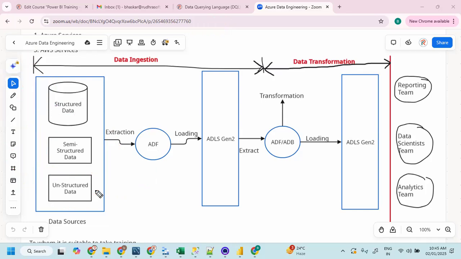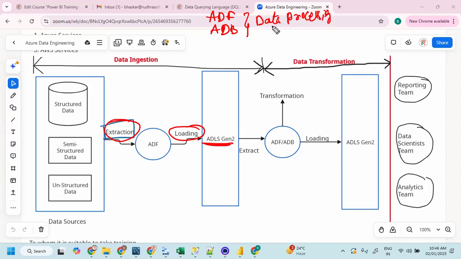So as a data engineer, basically you're going to extract the data. From a variety of business systems, I'm taking the data. The process of taking data from these systems, we can call extraction. Right after extraction, I'm feeding the data directly into Azure Data Lake Storage. ADF is a data processing service, and ADB is a data processing service.